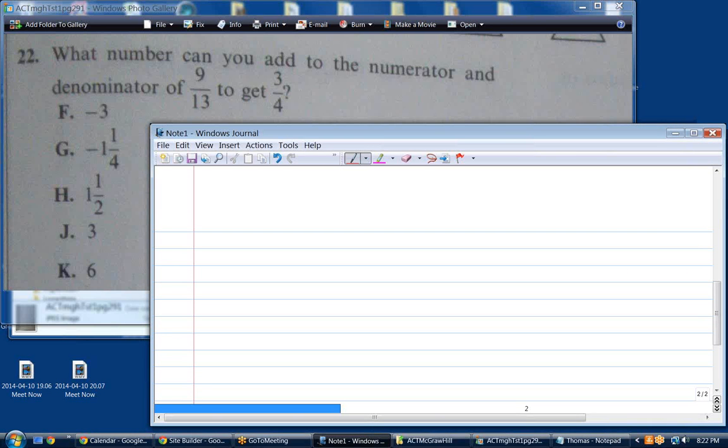So can you formulate this algebraically? Can you turn this word problem into an algebraic equation? Not that that's the easiest way to solve it. Yeah. But can you do it?